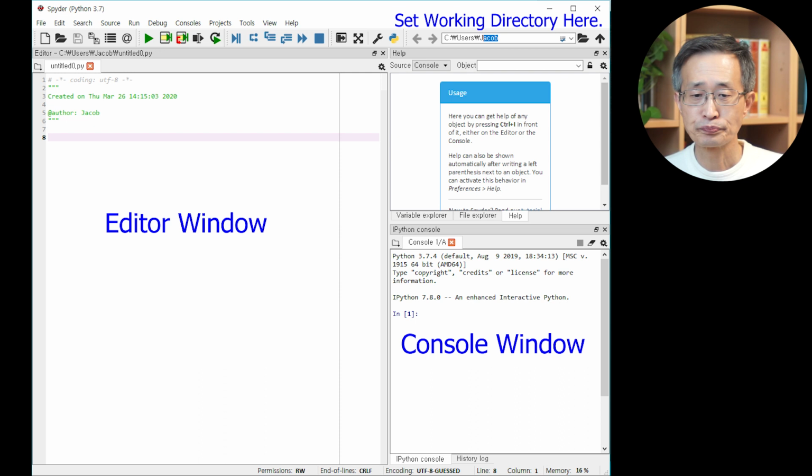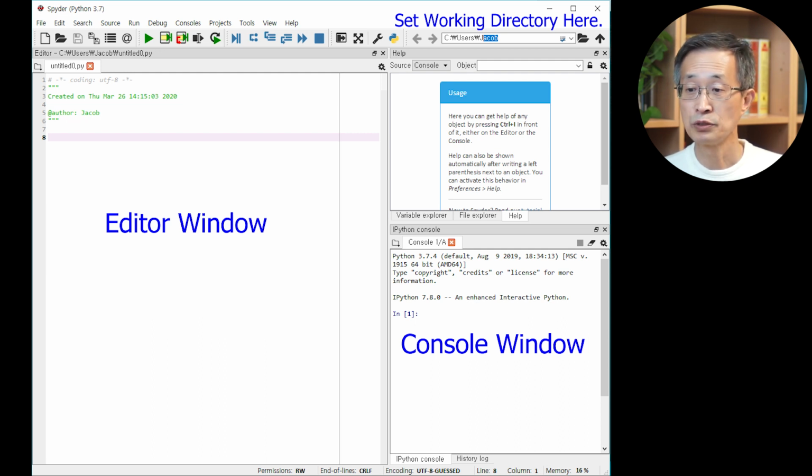Here it says Spyder, Python 3.7, and then this is the default or working directory. This is the working directory. Let me switch this to the arrow. Here it says user Andreas, meaning that this is a user directory.